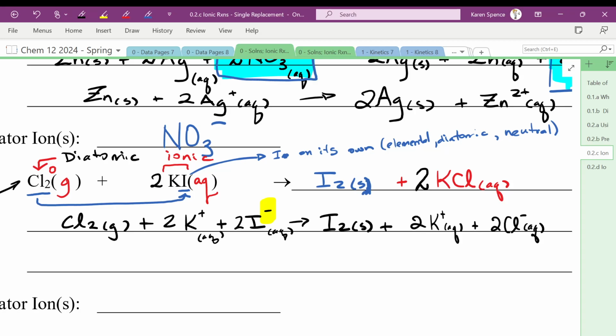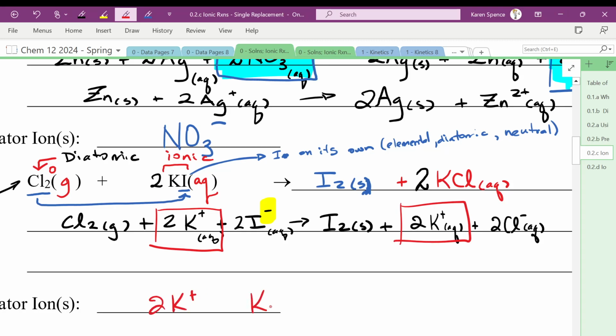Who are your spectator ions? Potassium. And anything else? Nope, just potassium. Do I write 2K+ or do I write K+? Just K+, okay? We don't write coefficients when we're just naming something. It's like if I said, who is the solvent? You wouldn't write 2 water if it said 2 water in the equation. You would just say water is the solvent, okay?